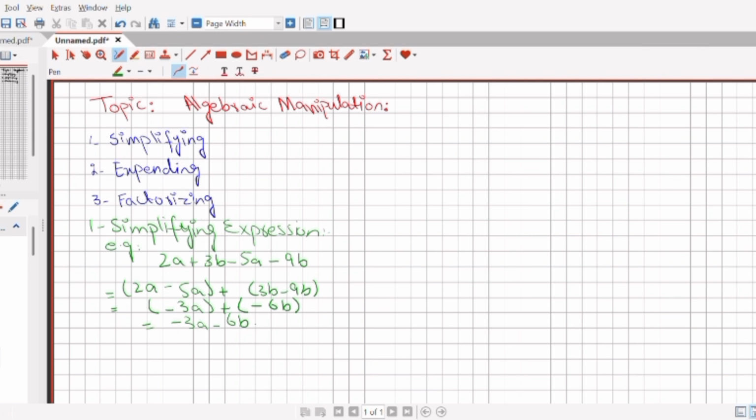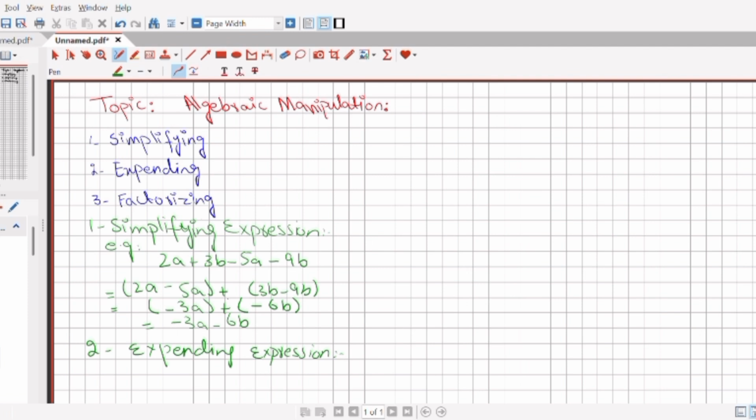In simplifying an expression, we only add the numbers. The letters will remain the same. Now, second, how do we expand a term? Expanding an expression means removing brackets using multiplication. I will give you an example.